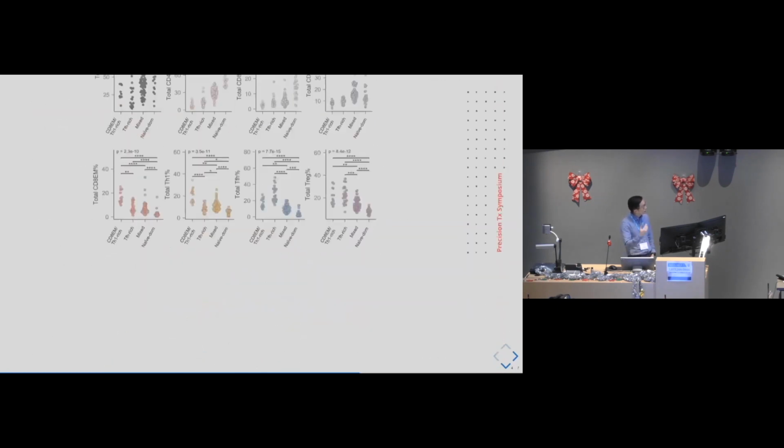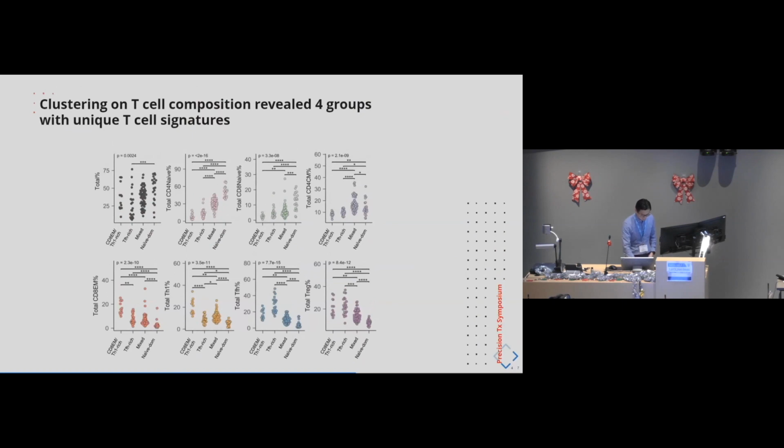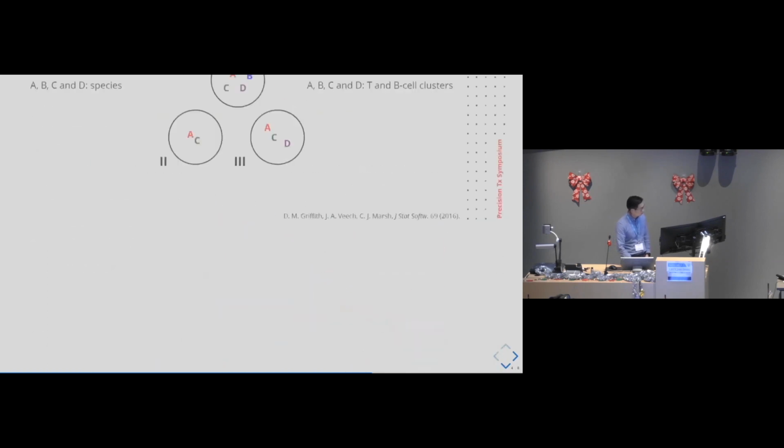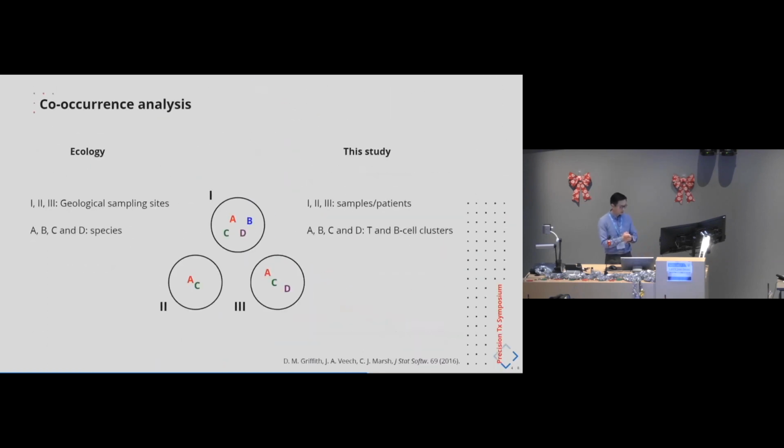This is a comparison just at the classical or main T cell population level. Okay, this is a very interesting analysis I want to share. So the next question is whether there are any connections between T populations and B populations.